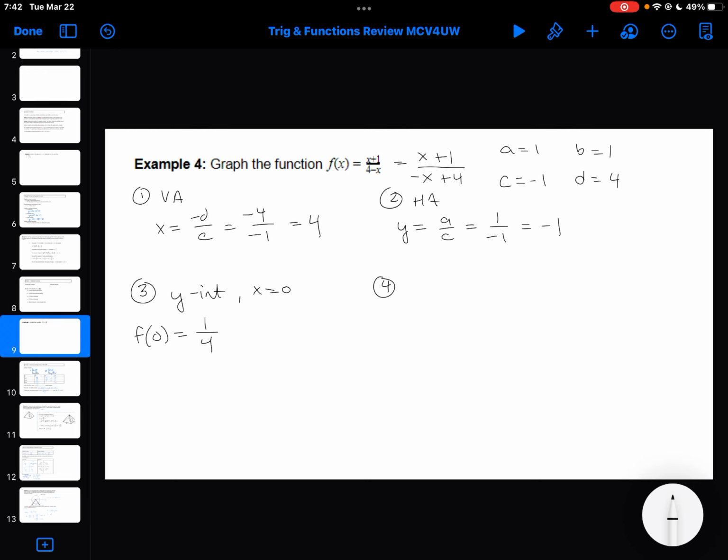And then the last thing I'm going to do is find my x-intercept. So I'm going to set y equal to 0. So I have 0 equals x plus 1 over 4 minus x. Remember, when you have a rational equation that's equal to 0, the only part that you have to consider is setting the top part equal to 0. Our denominator we know is never going to equal 0, so it's not going to have an impact on our solutions. So this is going to tell me that my x-intercept, there's only one of them. It's just x equals minus 1.